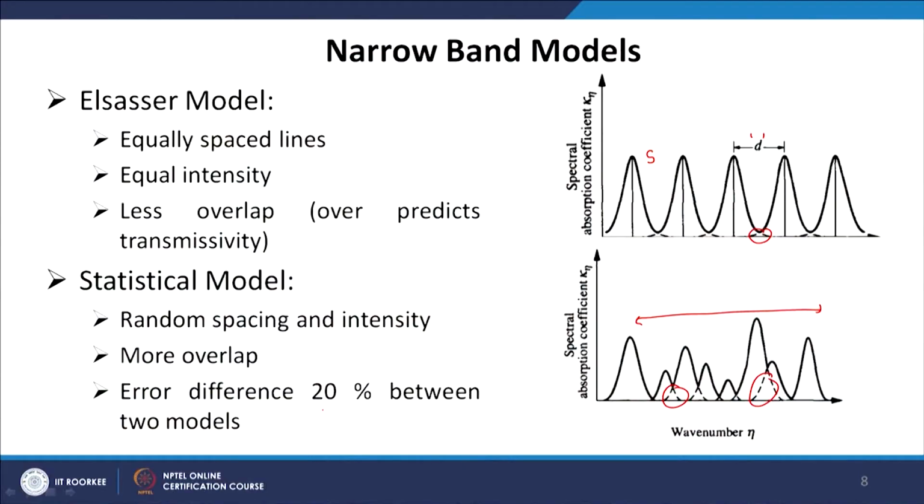So, if you use the Elsasser model, the heat flux will be over-predicted. If you use the statistical model, the heat flux will be under-predicted, but the difference will not be more than 20%. Both models give very good results, and the error between the two may not be very large compared to the other models that we are going to discuss. So, the two models have an accuracy of the order of 20% or so. First we will discuss the Elsasser model.